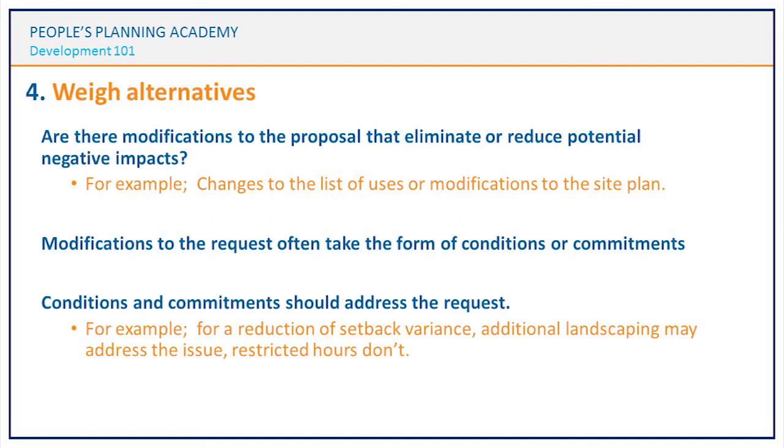Once you do organize, you want to make sure that you weigh the alternatives. Are there modifications that can be made that eliminate or reduce negative impacts? Can modifications be made to the request that take the form of conditions or commitments? And if you have a condition or commitment, make sure that it's in writing. It's not just the word of the petitioner that you're taking.